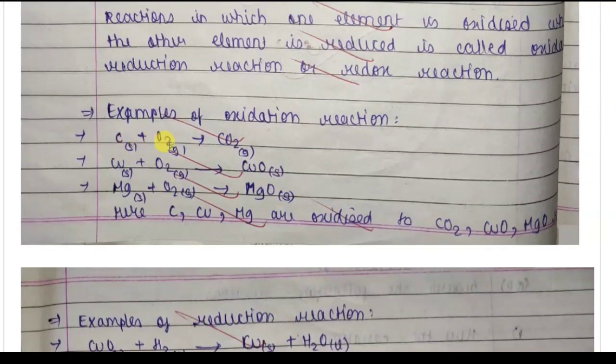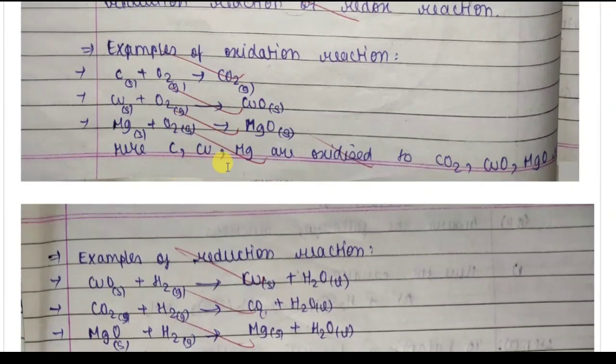C plus O2 gives CO2, Cu plus O2 gives CuO, Mg plus O2 gives MgO. Here C, Cu and Mg are oxidized to CO2, CuO and MgO.